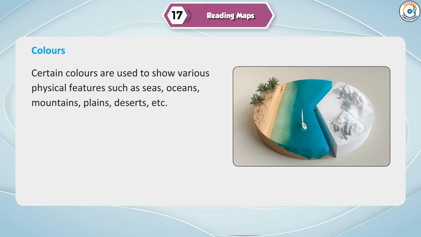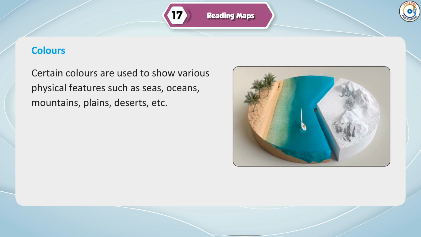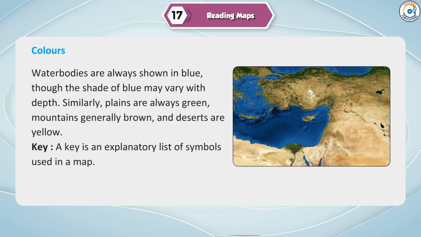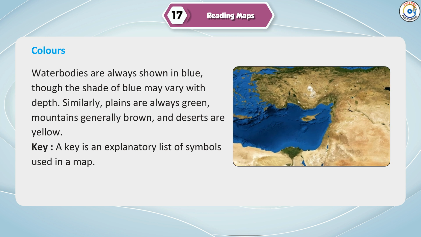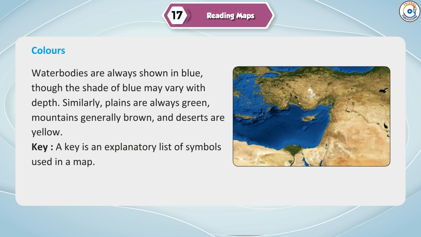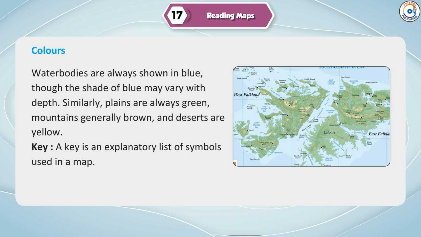Colors. Certain colors are used to show various physical features such as seas, oceans, mountains, plains, deserts, etc. Water bodies are always shown in blue, though the shade of blue may vary with depth. Similarly, plains are always green, mountains generally brown, and deserts are yellow.